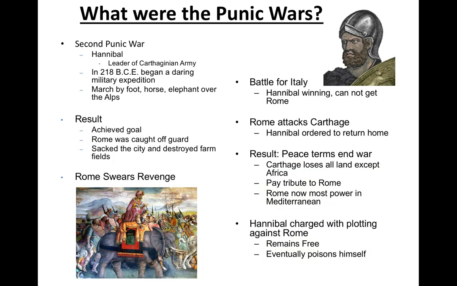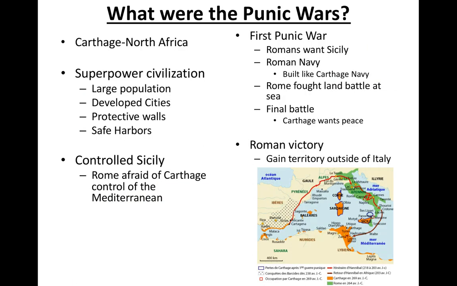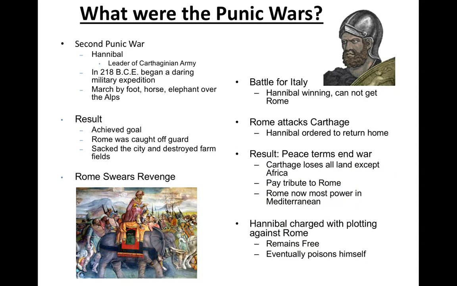In the second Punic War, Carthage isn't happy that they were attacked by Rome. And so they send their major general at this time, Hannibal, the leader of the Carthaginian army, and he is going to go on a massive expedition to try to surprise attack Rome. In the year 218 BCE, he begins a daring expedition, which we can see on this other page right here. He goes across North Africa, and he lands in present-day Spain, and that red line follows his path all the way to Rome. He marches by foot, horse, and elephant over the Alps to try to sneak attack and hit Rome from the north.